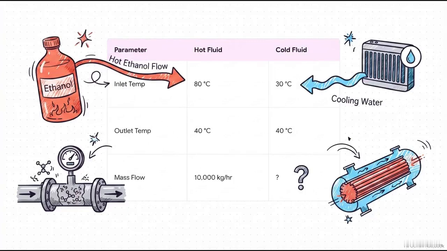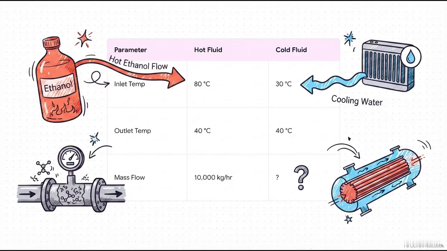Because, let's be honest, math is just theory until we actually apply it. So let's imagine a real crisis on the factory floor. We desperately need to cool down a massive flow of boiling hot ethanol. The raw data we're working with involves a hot process stream, an ethanol and water solution, coming in at a scalding 80 degrees Celsius. We need to drop that down to 40 degrees Celsius. And the volume here is absolutely huge.